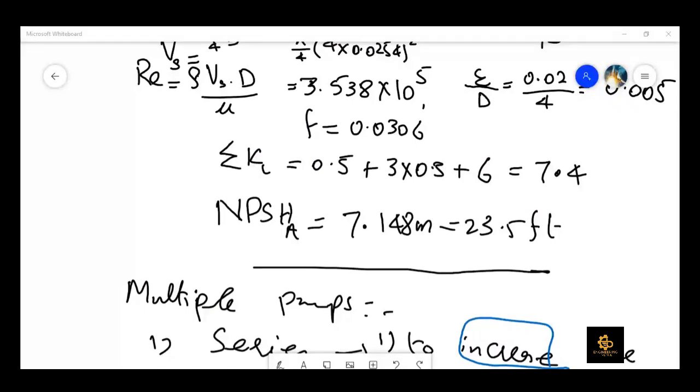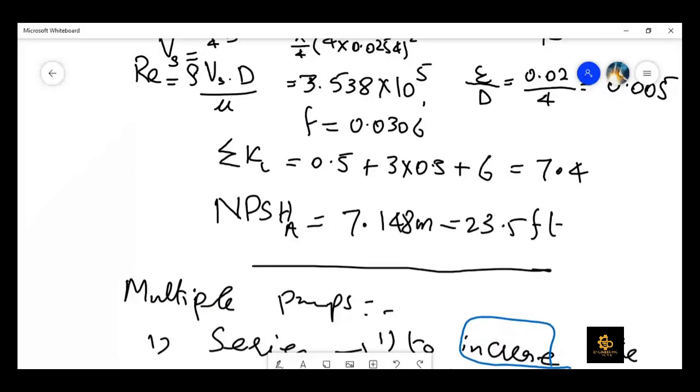We have to use some kind of multiple pump arrangement. One is where we need to increase the net head across the pipe pumping system. So it means that, if you understand the electric circuit, let me pull it down and then explain it there.